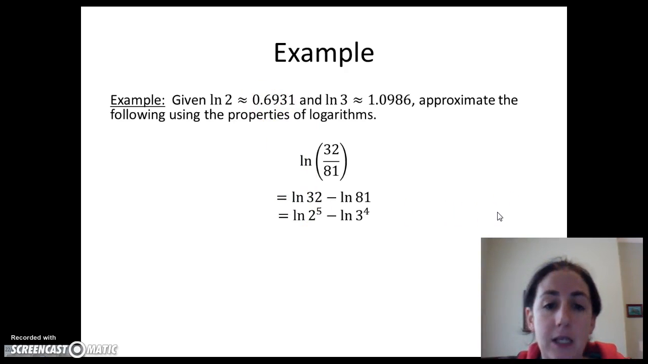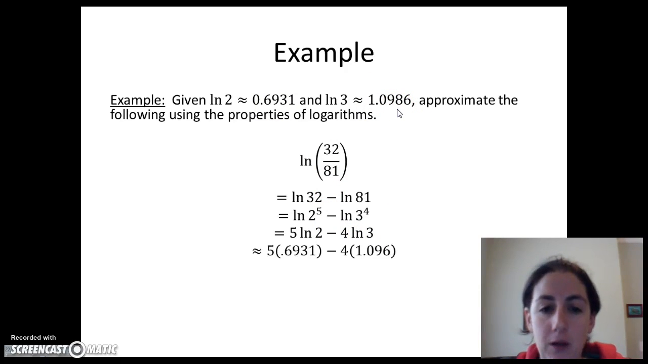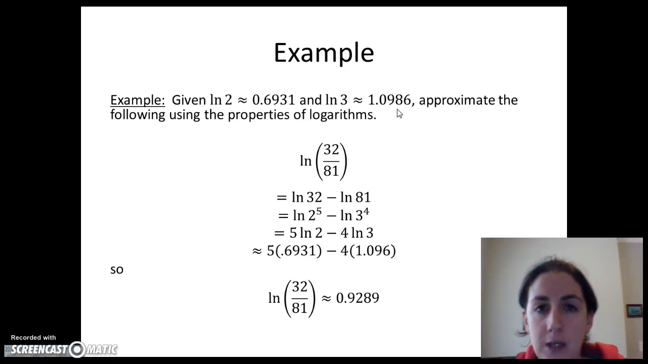But that third property says if what you're taking the natural log of is being raised to a power, you can bring that power out front. And so now we have 5 times the natural log of 2, which we know is approximately 0.6931, minus 4 times the natural log of 3, which we know is approximately 1.0986. So we plug those in, and we get that the natural log of 32 over 81 is approximately 0.9289. Now, if you plug this into your calculator and get the actual answer, you'll see they're actually very close.